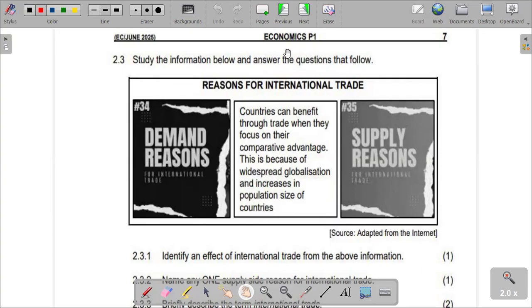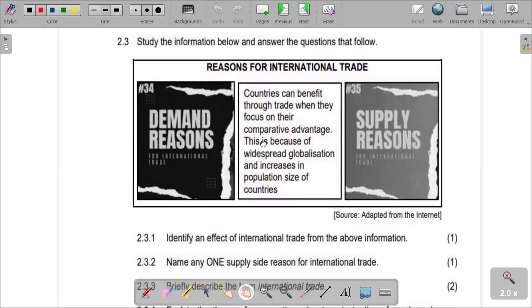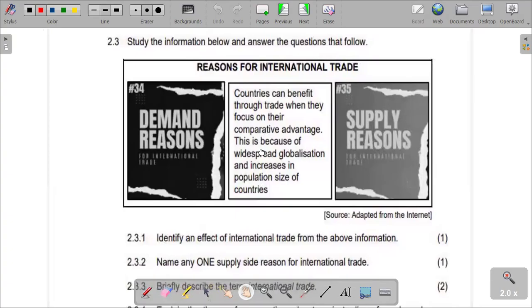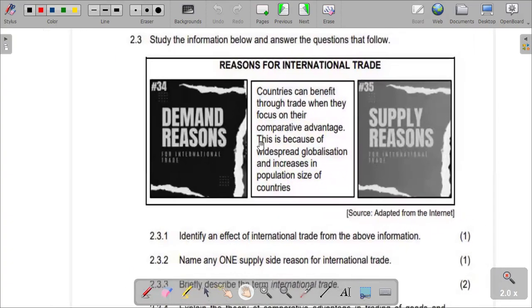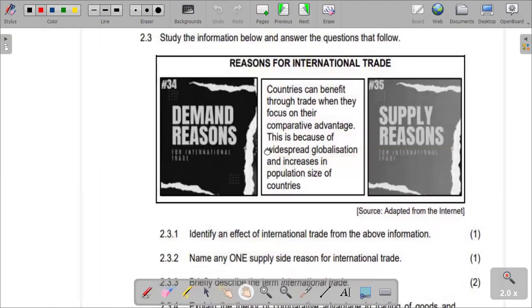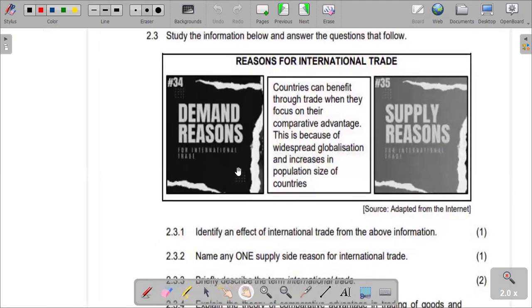So this is Economics Paper 1, June 2025. And 2.3 states: study the information below and answer the questions that follow. So let's get a brief of what the information is about. It says reasons for international trade. We'll get more about what international trade is as we get into the questions.